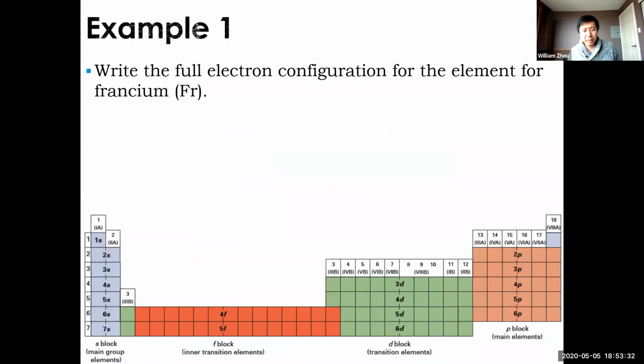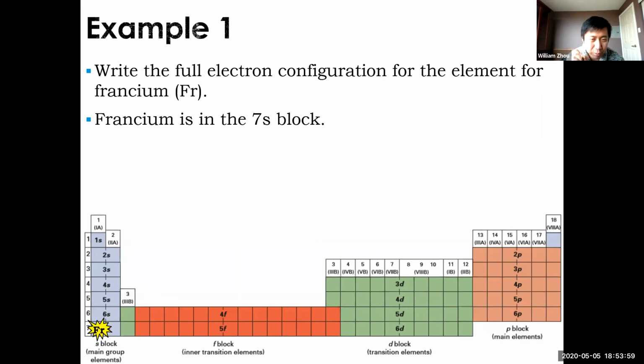So let's actually apply this. Let's do the electron configuration for the element francium. And francium, where would you find francium on the periodic table? So you whip it out, you take a look, and then you quickly realize that francium is on the bottom left corner. All right. Francium is in the 7s block. So if you look at the diagram below, francium is bottom left.